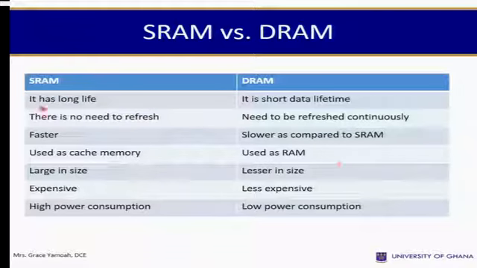So we see the differences between SRAM and DRAM. SRAM has a long life, no need to refresh, is faster, used as cache memory, large in size, expensive, and has high power consumption. DRAM has a short data lifetime, needs to be refreshed continuously, is slower as compared to SRAM, used as RAM, lesser in size, less expensive, and has lower power consumption.